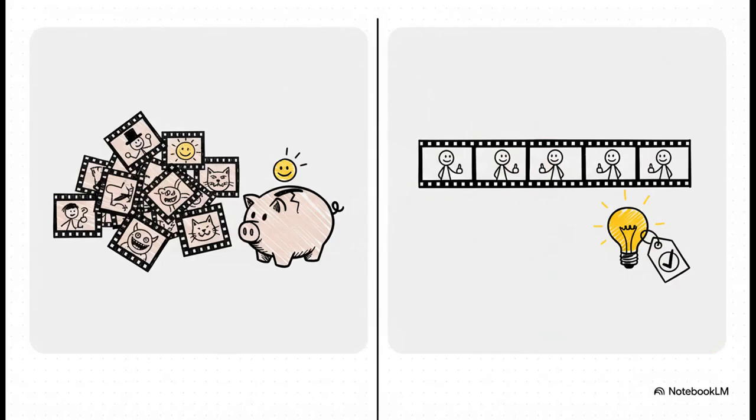So on the left, that's the old way, the usual headache. You're dealing with pricey software, you're trying to stitch together these choppy clips, and the characters are all over the place. But on the right, that's the promise of what we're doing today. A method that is 100% free, creates a single beautiful flow, and most importantly, gives you perfect character continuity. Let's get into how it's done.